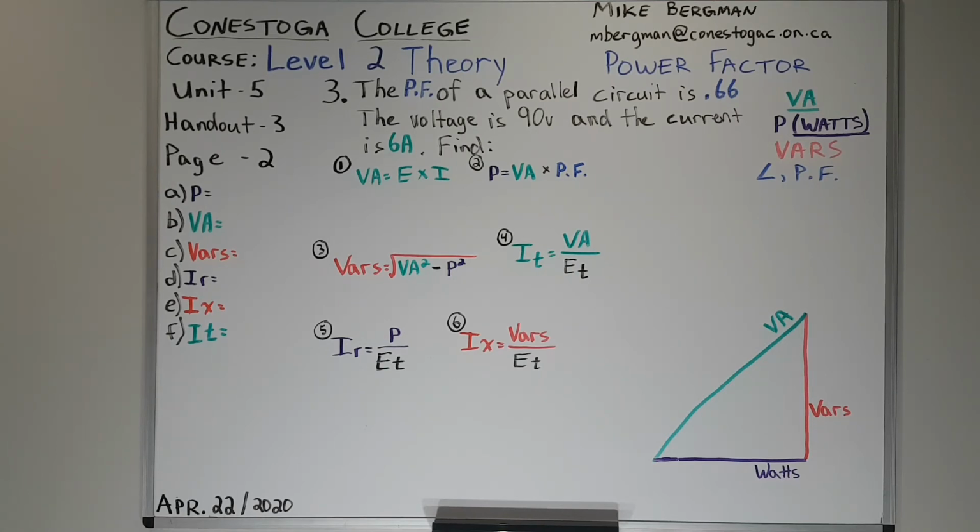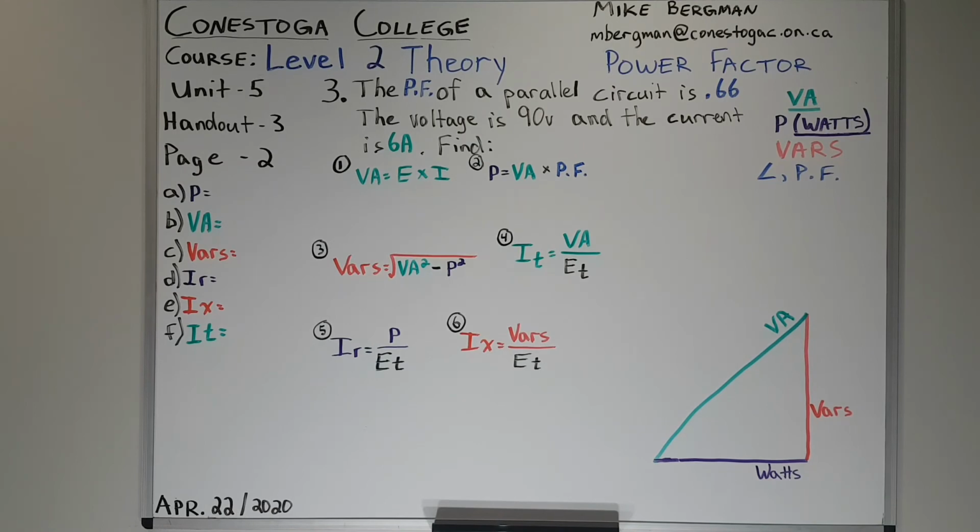Step 3, again, we're using Pythagorean theorem. After I've calculated VA and power, I can plug that into the formula. VA squared minus power squared gives us VARs. I decided to do my IT next, which we do already know is 6 amps, but to verify that, we can take what we got for our VA, divide it by our 90 volts.